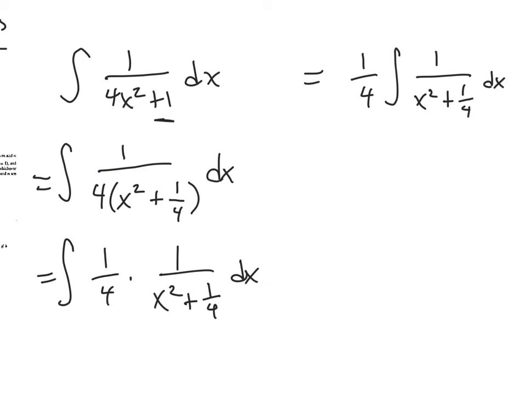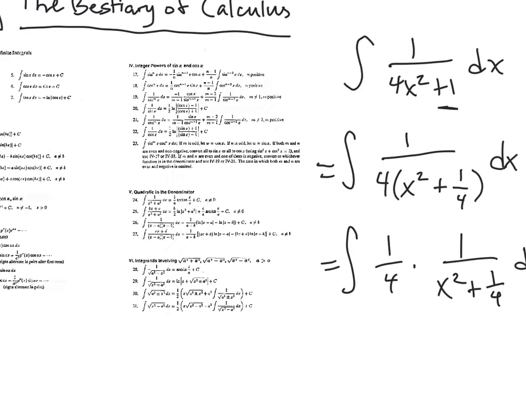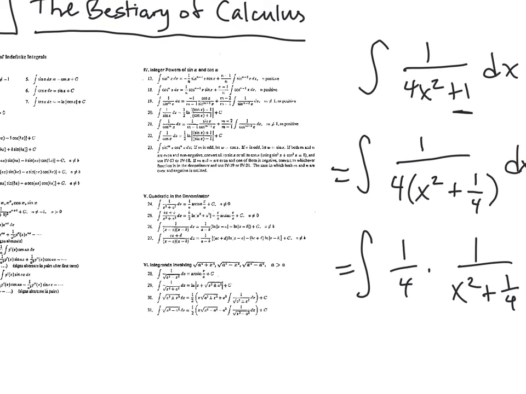Now, the thing to keep in mind about using the table is if you want to use an entry in the table, you need to make that integrand conform exactly to what you see here. And I'm almost there, but I need to make sure that I've put this in the form 1 over x squared plus a squared, where a is a constant.